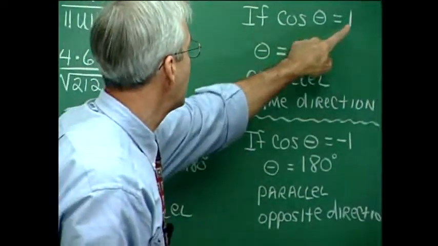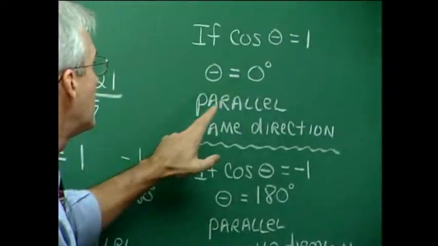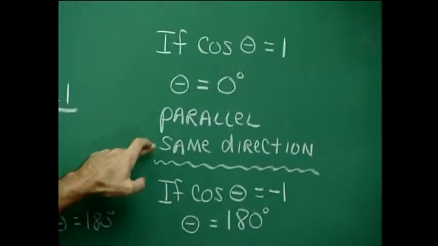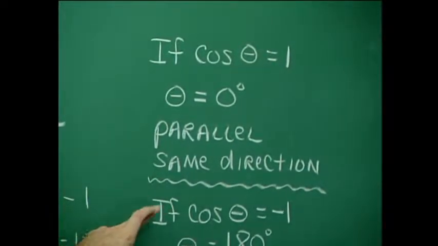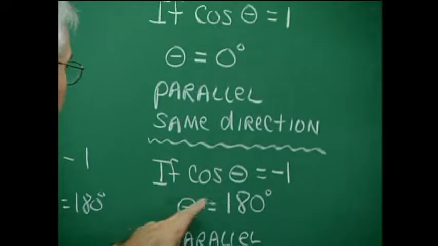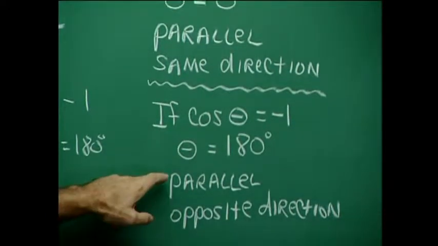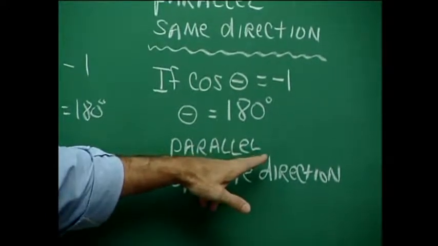If the cosine of theta is 1, then theta is 0 degrees, and the vectors are parallel, but they're going in the same direction. If the cosine of theta is -1, then theta is 180 degrees. The vectors are parallel, but they're going in opposite directions.